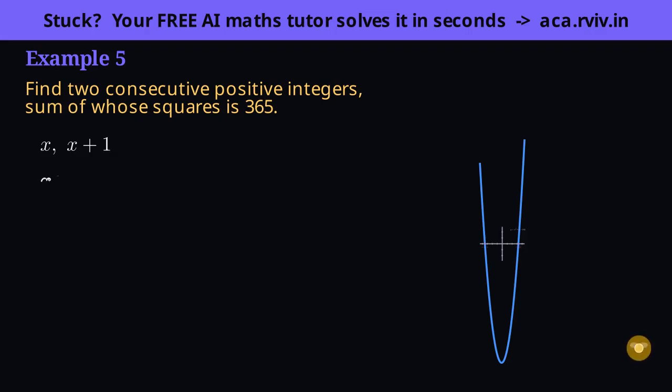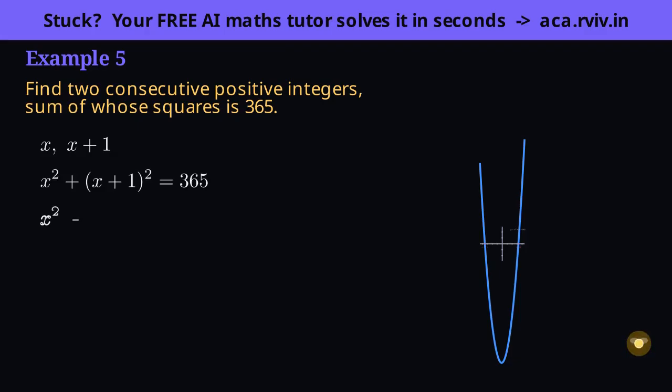Now translate, the sum of their squares is 365, straight into symbols: square the first, square the second, add them, set equal to 365. Squaring both is what will produce the x squared, so we can already feel a quadratic coming.